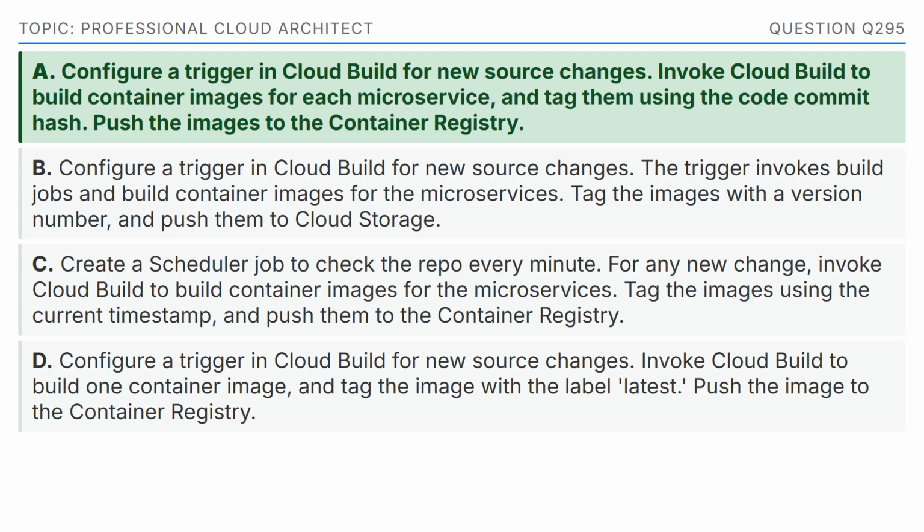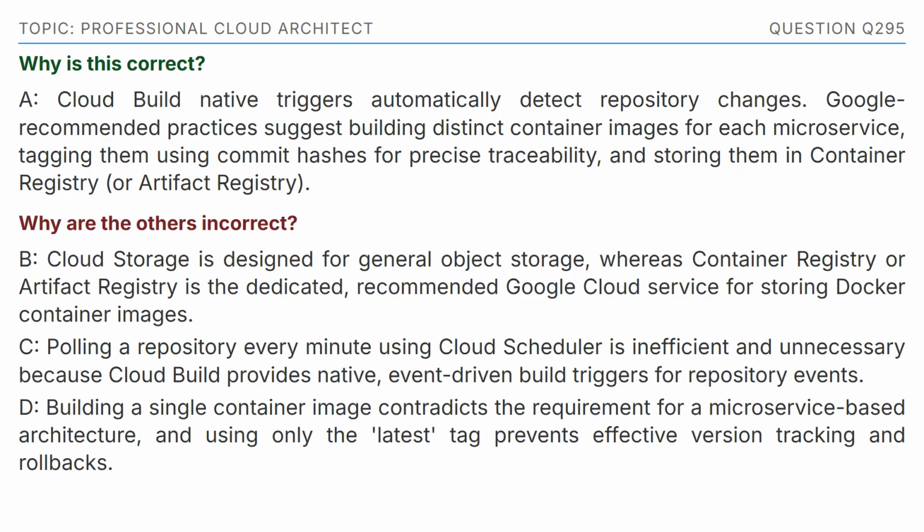Invoke Cloud Build to build container images for each microservice, and tag them using the code commit hash. Push the images to the container registry. Why is this correct? A. Cloud Build native triggers automatically detect repository changes. Google recommended practices suggest building distinct container images for each microservice, tagging them using commit hashes for precise traceability, and storing them in container registry, or artifact registry.